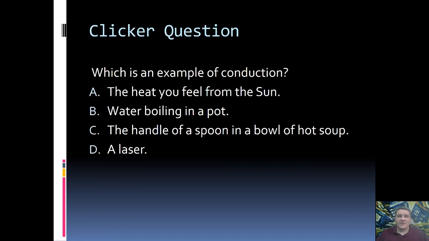Here is our second lecture quiz question. Which of these is an example of conduction? A, the heat you feel from the sun. B, water boiling in a pot. C, the handle of a spoon in a bowl of hot soup. Or D, a laser. Go ahead and think about it and we'll discuss in just a bit.